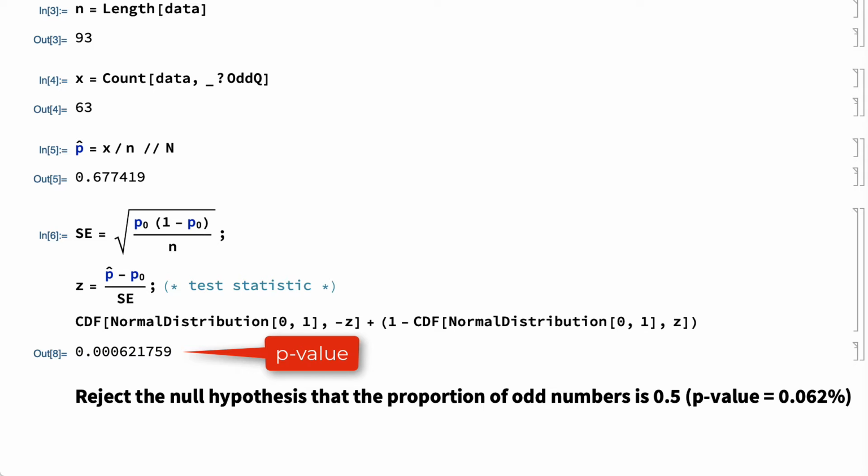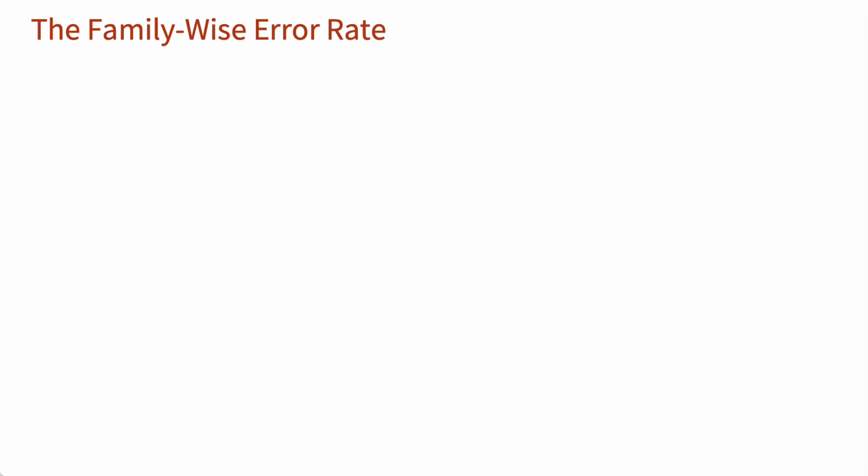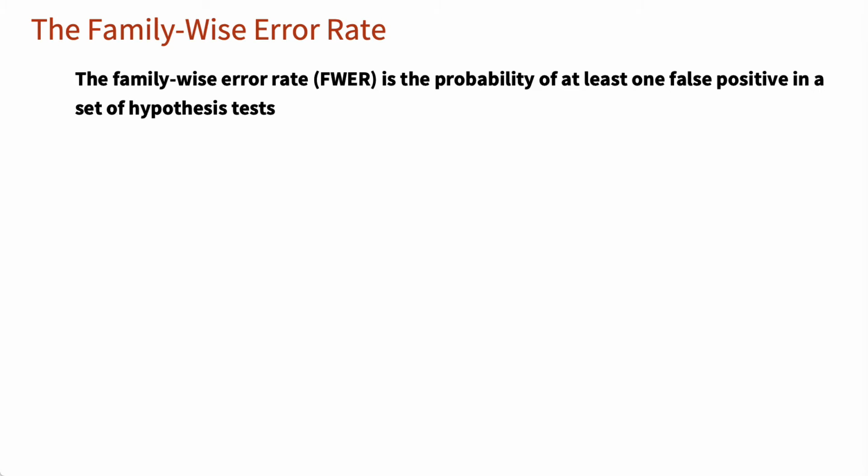Since it is unlikely that there is any real tendency for temperatures to be odd numbers, this result is probably a false positive. The probability of at least one false positive in a set of hypothesis tests is called the family-wise error rate, commonly abbreviated FWER. If the number of hypothesis tests is large, the family-wise error rate can be quite high.